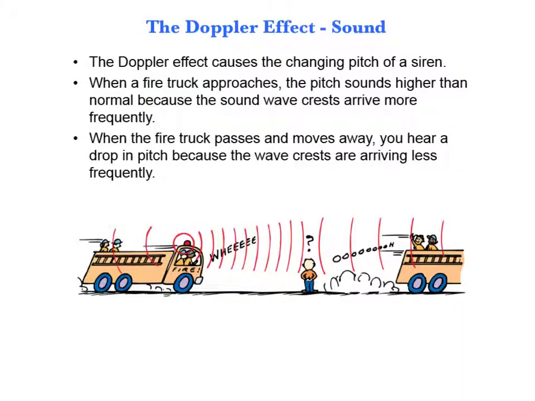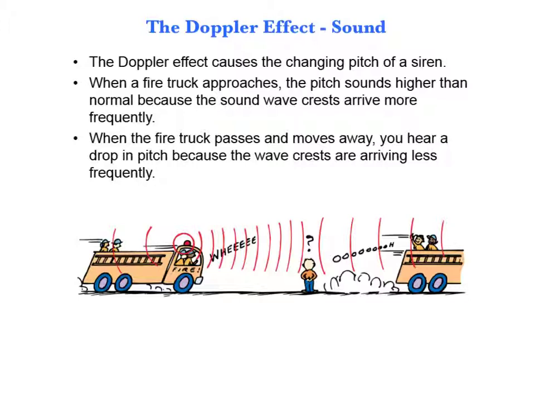So think about the times you've heard a siren go by you, whether it be a siren of a fire truck or an ambulance or maybe a train whistle as you stand on the platform. The Doppler effect causes the changing pitch of a siren. So when a fire truck approaches, the pitch sounds higher than normal because the sound wave crests arrive more frequently. When the fire truck passes and moves away, you hear a drop in pitch because the wave crests are arriving less frequently.